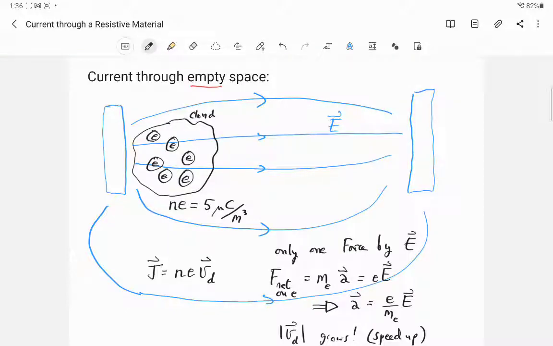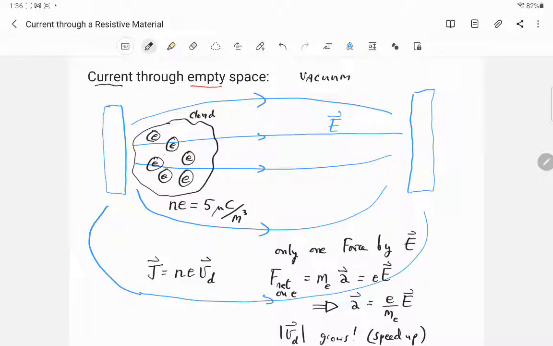Before I talk about materials, though, I'd like to point out that we can actually think about electric current or current density in the situation of empty space. So we're thinking about vacuum, right? So nothing is in there except, I drew it as a little cloud, a grouping of charged particles. And these charged particles are not in any material. They're just by themselves.